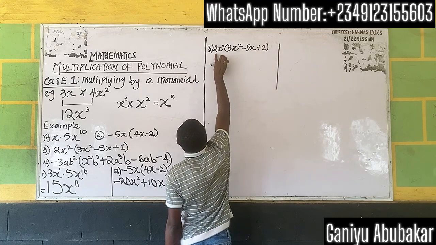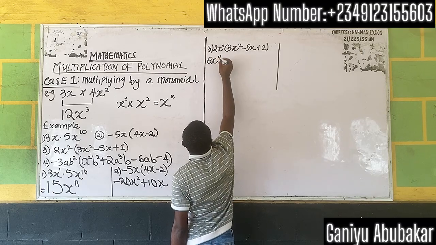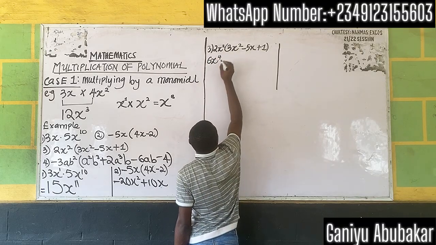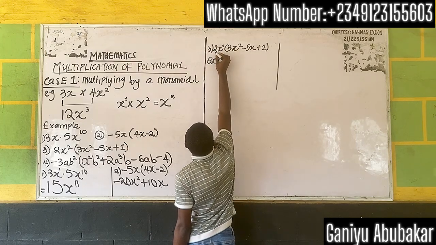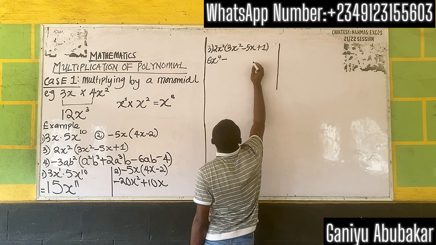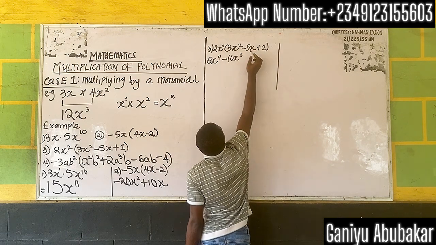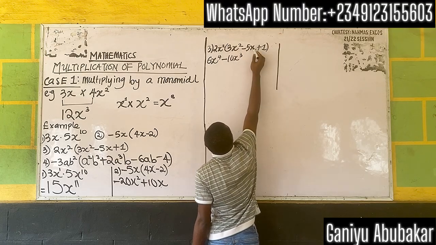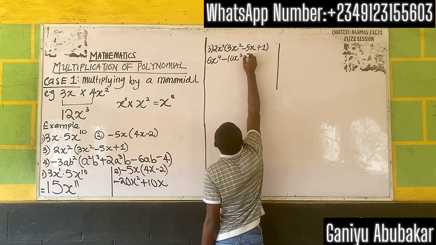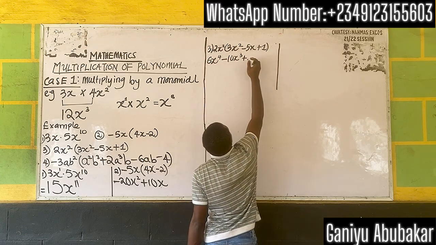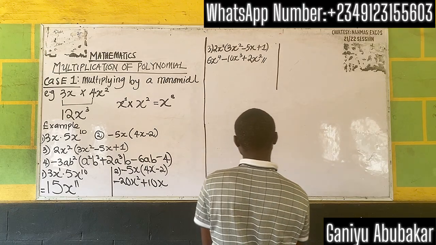That's simple. 2x squared times 3x squared gives you 6x to power 4. 2 plus 2 is 4. Alright. 2 times 3 is 6. Next up, minus 2x squared times minus 5x gives you 10x cubed, because x and x are the same thing. So 2 plus the invisible 1 gives you 3. Finally, this is plus sign, plus 2x squared times 1 gives you 2x squared. This is the answer to this question here.